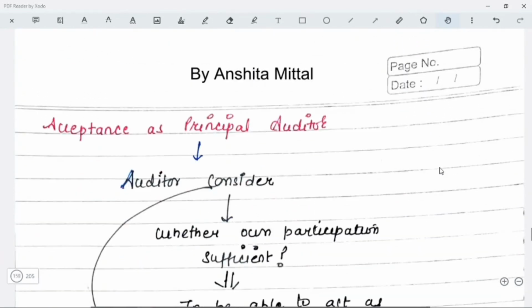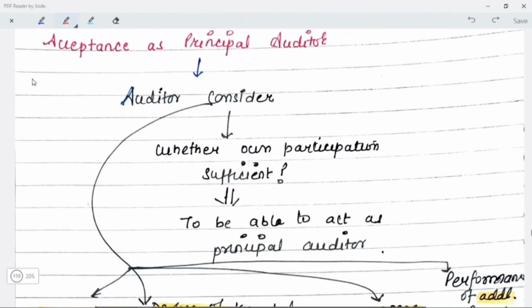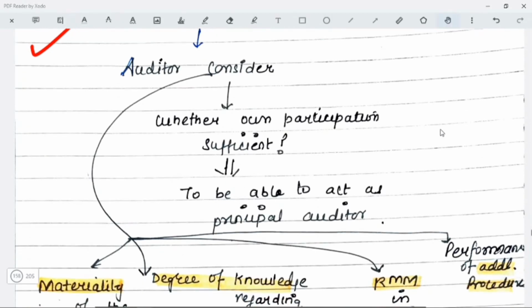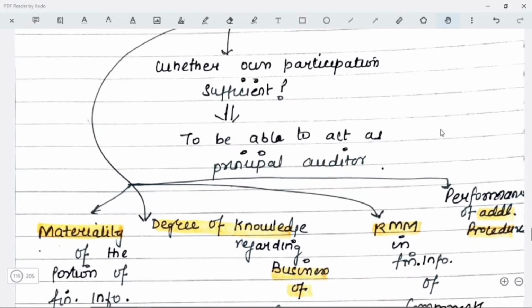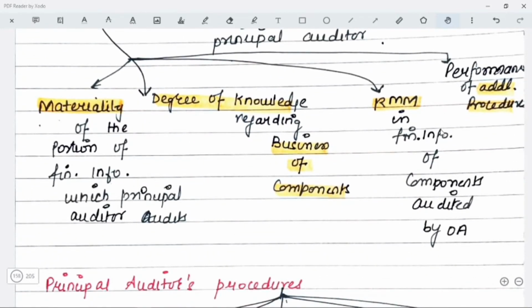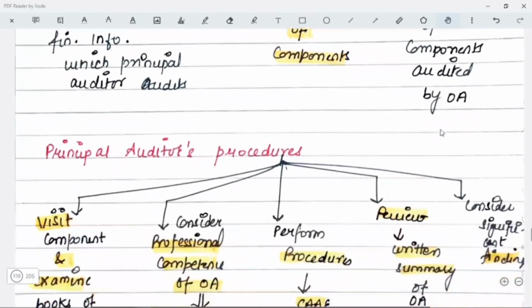Now, acceptance as the principal auditor. When will you accept that you are ready to become a principal auditor? For this, you need to consider whether your own participation is sufficient or not. To decide this, you need to consider the materiality of the portion of financial information which the principal auditor is going to audit. Secondly, the degree of knowledge regarding the business of the components. Third is the risk of material misstatements in the financial information of the components audited by the other auditor, and the performance of additional procedures. All these things have to be considered before you accept to become a principal auditor.